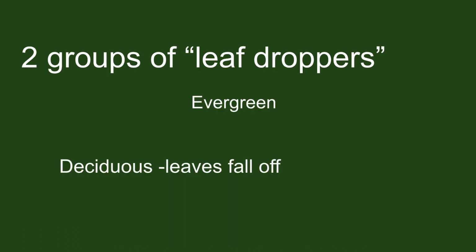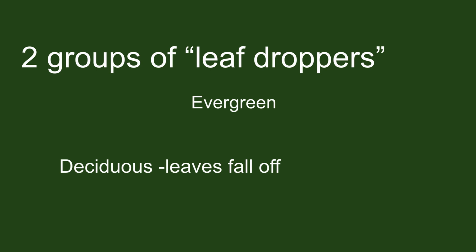Then we have what I call two groups of leaf droppers. So you think about how some trees drop their leaves. You have evergreens, and then you have what are called deciduous. The leaves all fall off at one time. Do evergreens drop their leaves? Anyone who owns a pine tree or a spruce tree will tell you yes, they drop leaves all the time. They drop their needles all the time. They just don't drop them all at once like a deciduous does in the fall.